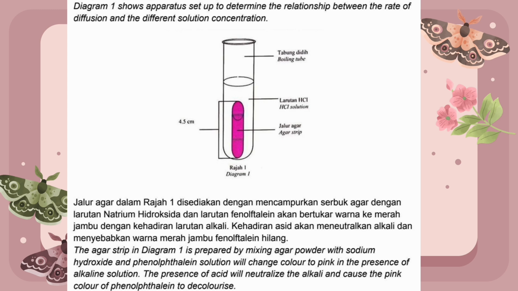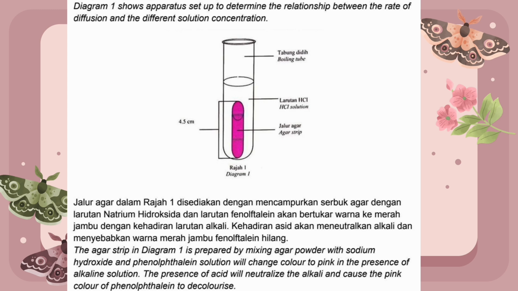Example, look at this experiment. Diagram 1 shows apparatus set up to determine the relationship between the rate of diffusion and different solution concentration. So what is the solution that we are going to use in this experiment? If you look at the diagram, there is an agar strip and the solution is hydrochloric acid, HCl solution.